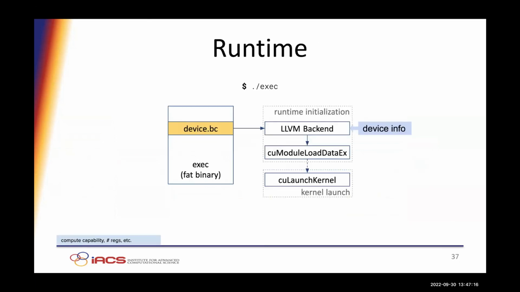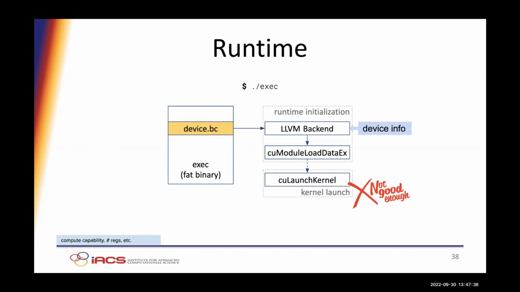Now at runtime, during the initialization, since we have the LLVM bitcode instead of a device image, before loading it to the device, we need to run the LLVM backend. Now that we know the actual device, we can generate the corresponding image, thus solving the portability issue we mentioned before.